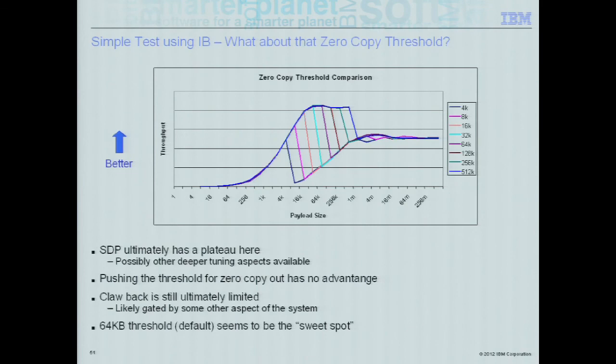Just a little note about that zero copy threshold, the 64K. You can actually adjust it on SDP, so you can set it lower or higher if you want. So we wanted to find out, well, what happens? Can we actually improve the situation or not? It turns out you really can't, okay?